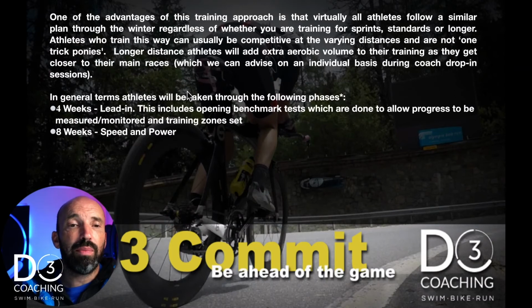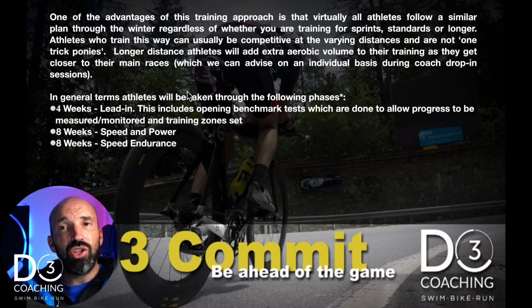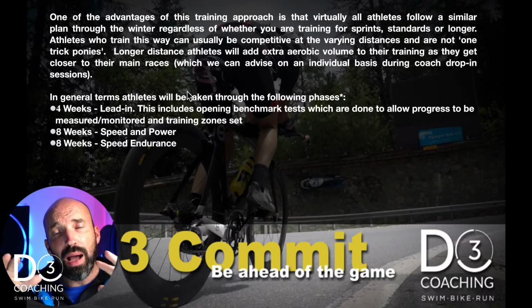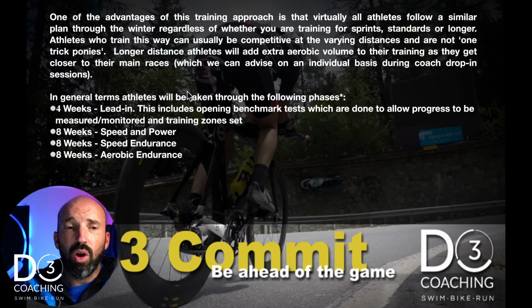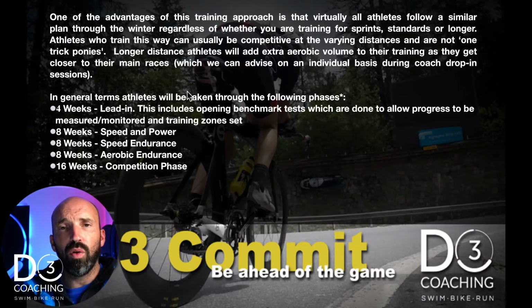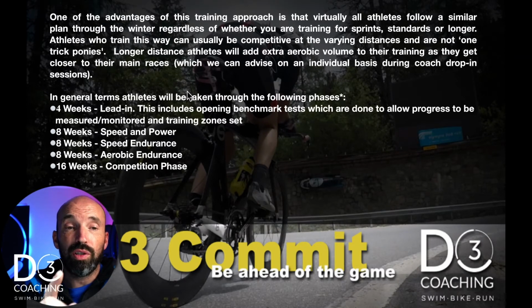So 8 weeks speed and power, as I've just said. 8 weeks speed endurance. So the power and the speed drops a little bit, but it becomes more like a standard distance kind of effort there. So it's a speed endurance block, and then we work down to an aerobic endurance block. And then we go into a competition phase where you start to prepare yourselves for whatever race you're targeting. So they're the blocks. So what's that? That's 16, 24, 34, 40 weeks altogether. 44 weeks with the lead-in.